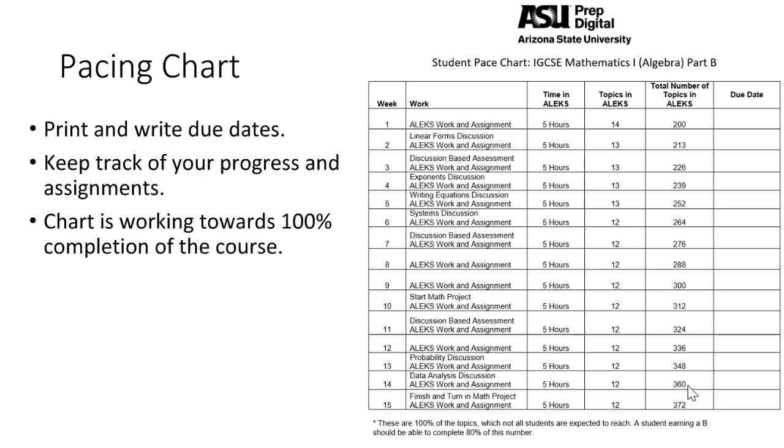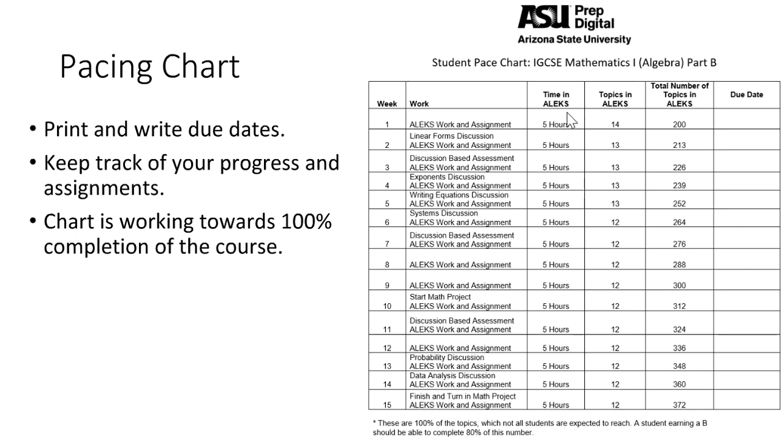Our main goal is to get every student to at least 80% complete of the ALEX topics, because then that lets us know you're ready for the next course. But of course, we want to get you as close to 100% as possible. So you might need to adjust these numbers here, but your grade is going to be based off of just this chart right here. So you are getting 10 points a week for completing 5 hours.